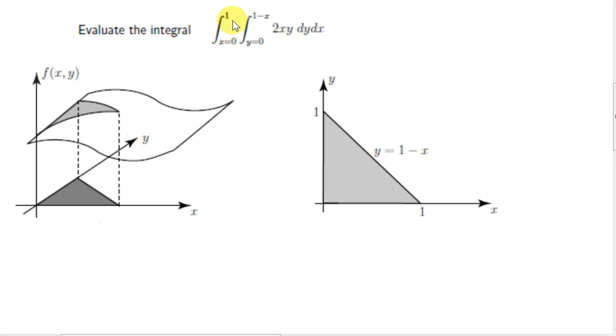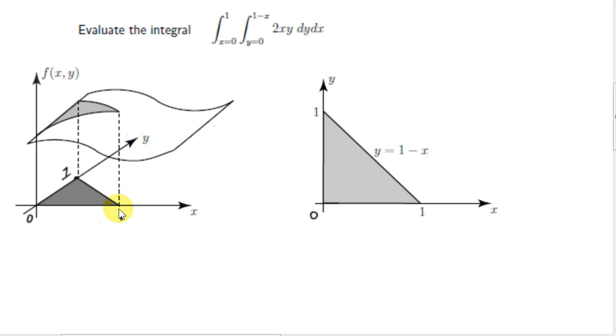We're integrating from x equals 0 to x equals 1. And we are integrating from y equals 0, not to a constant, but to a value that depends on what x is. Okay, we're integrating as far as 1 minus x. So for example, when x is 0, we are integrating from y equals 0 to y equals 1 minus 0, which is 1. So when x is 0, the upper limit of this integral is 1 minus 0, which is 1.